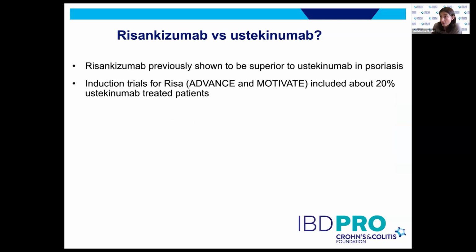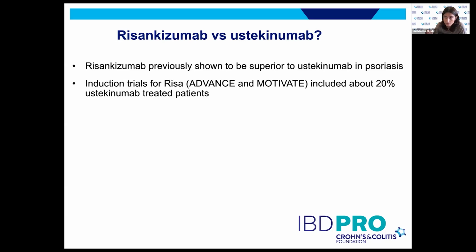So the question came about, well, what do we do? Do we keep using ustekinumab? Do we start using these anti-IL-23 medications? So we knew that there was psoriasis data that risankizumab had been shown in psoriasis to be superior. And in the trials for risankizumab, they allowed about 20% of the patients in the trials to have been prior ustekinumab patients. They needed more patients, so they did that. So we had some sense that, like, okay, it's seeming like maybe risankizumab is going to be better than ustekinumab.